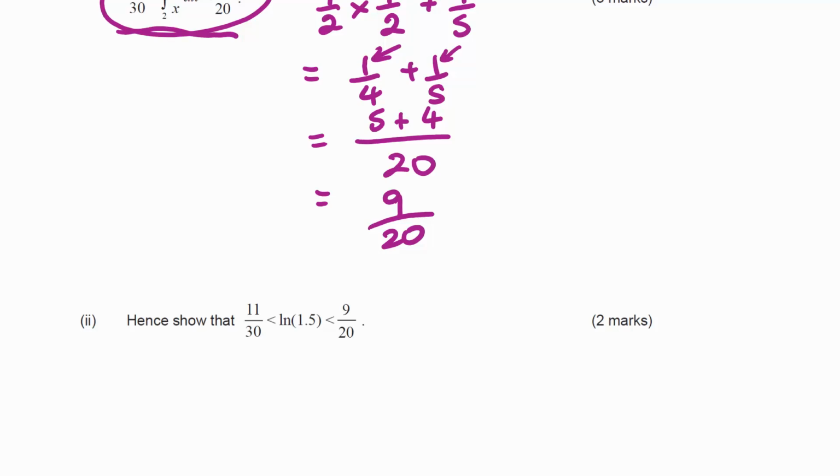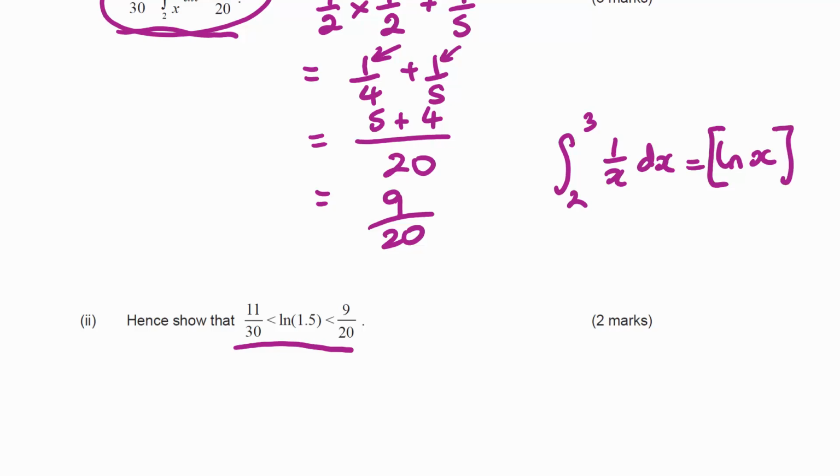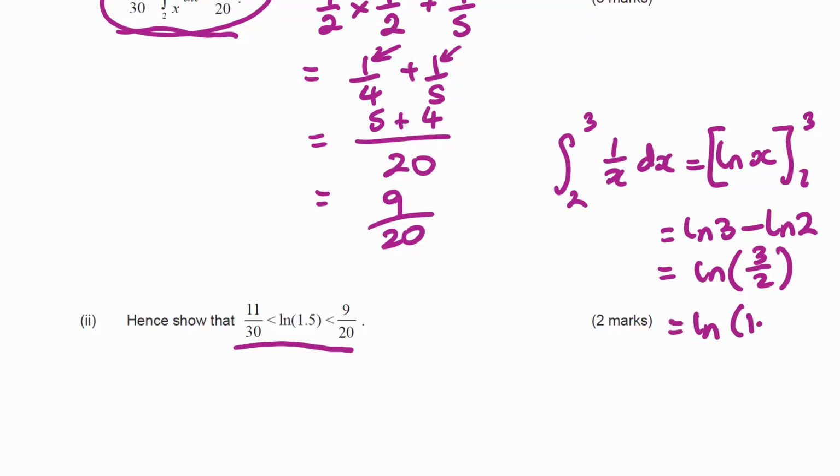Hence show that the ln of 1.5 is that. Well, all we need to do now is evaluate the integral, 2 to 3, 1/x dx. That is going to be ln x from 2 to 3, which is ln 3, take away ln 2, which is ln 3/2, which of course is ln 1.5.